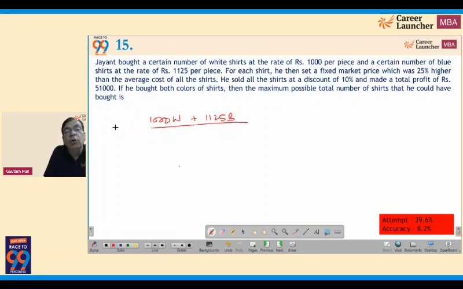So his profit is going to be 1 by 8. Why 8? Because 1 by 8 is equal to 12.5%. So profit is 1/8 of the cost price, which is equal to 51,000.